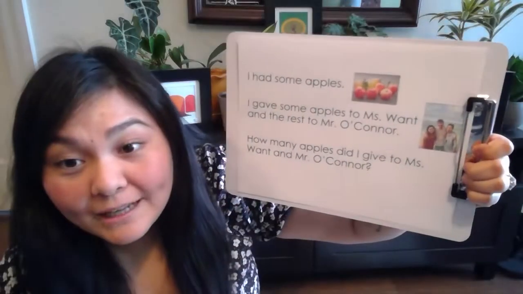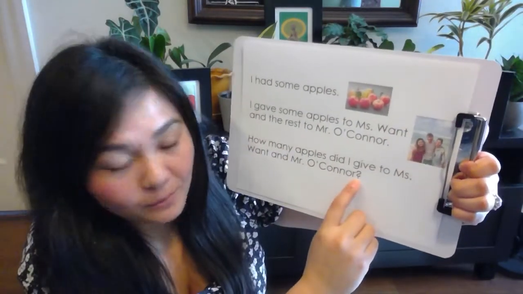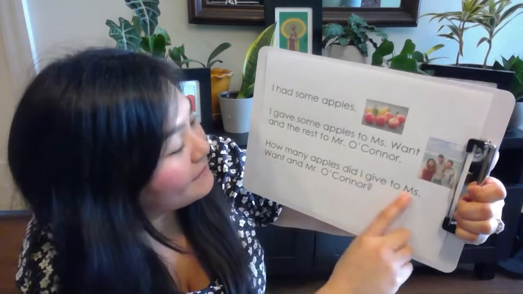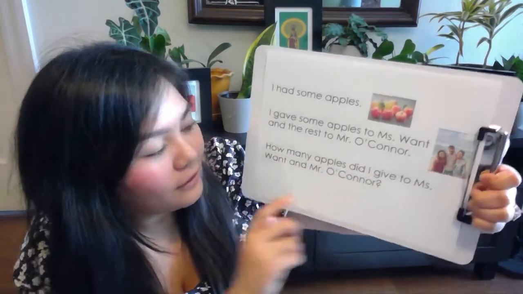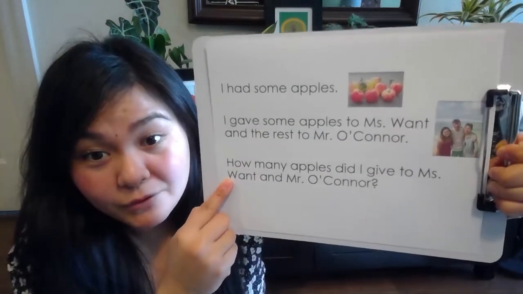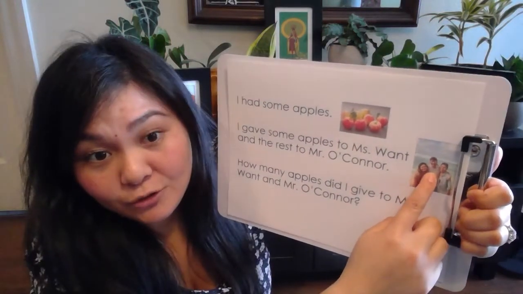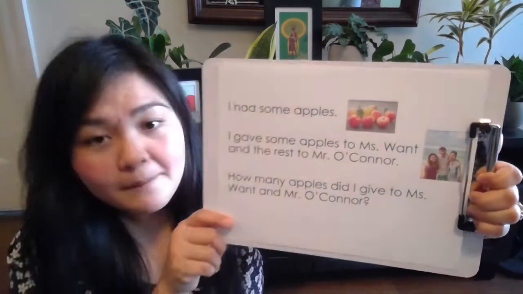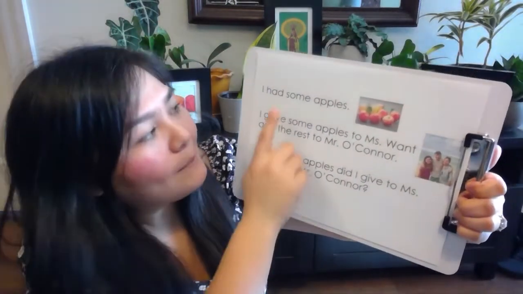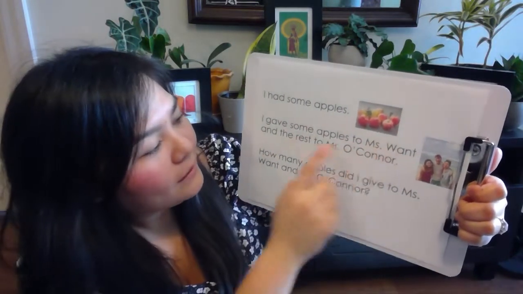So I noticed that the author is asking a question at the end, and I know that because it ends with a question mark. The question is, how many apples did I give to Miss Swan and Mr. O'Connor? So it sounds like the author is giving us the problem they want us to solve in the story. How many apples they gave to Miss Swan and how many apples they gave to Mr. O'Connor. But I still have the same wonderings. I'm still wondering how many apples did the character start with, and how many they gave to Miss Swan and Mr. O'Connor.